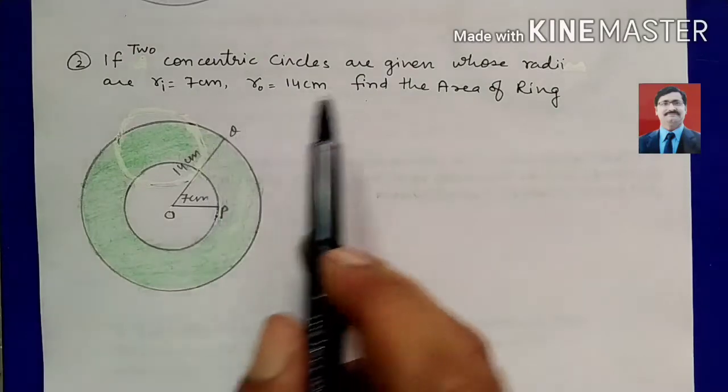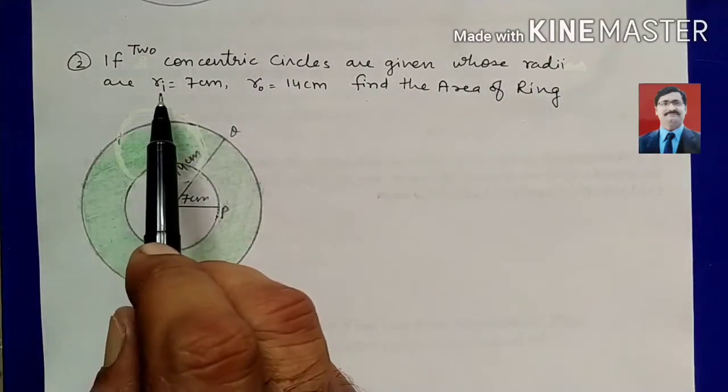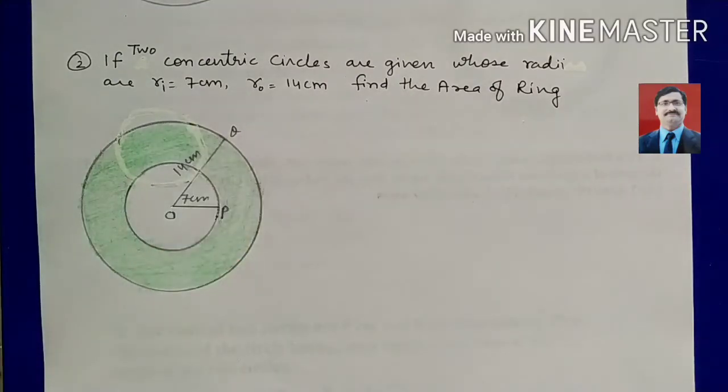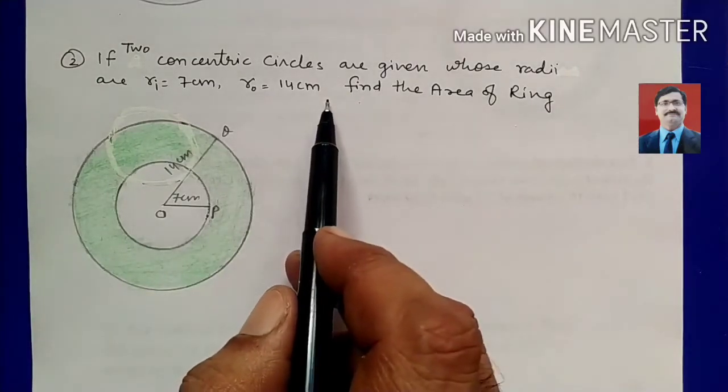If two concentric circles are given whose radii are Ri, meaning the inner radius, is 7 centimeter and Ro, meaning the outer radius, is 14 centimeter.